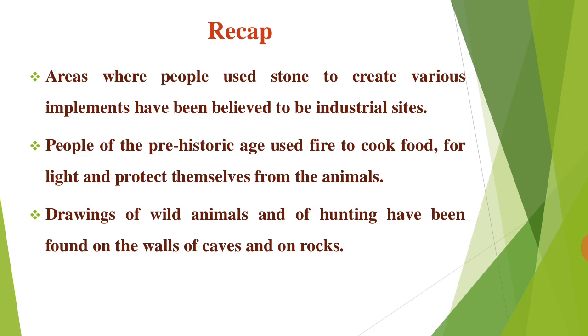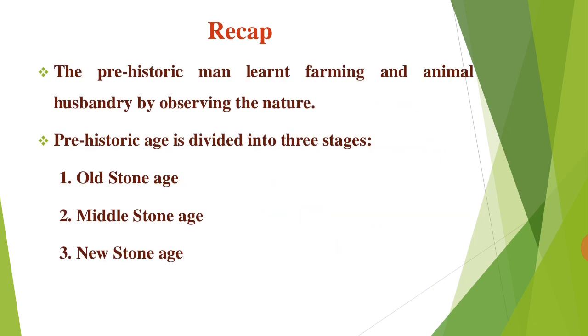People of the prehistoric age used fire to cook food, for light, and to protect themselves from animals. Drawings of wild animals and of hunting have been found on the walls of caves and on the rocks. The prehistoric man learned farming and animal husbandry by observing nature. Prehistoric age is divided into three stages, that is Old Stone Age or Paleolithic Age, Middle Stone Age or Mesolithic Age, and New Stone Age or Neolithic Age.